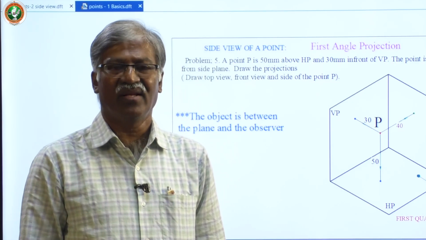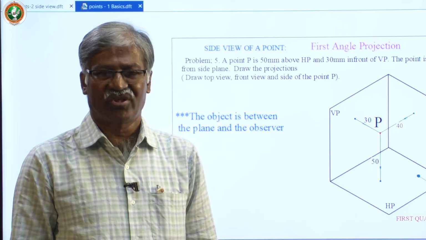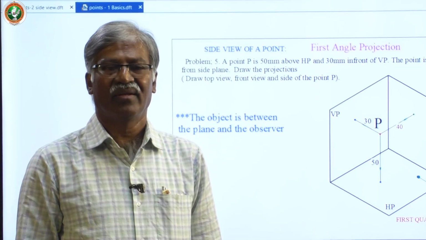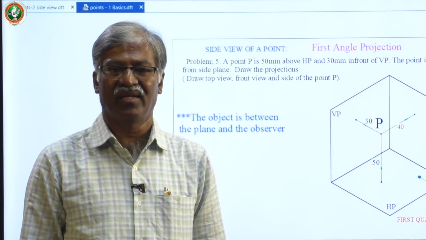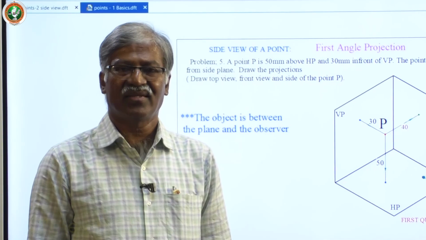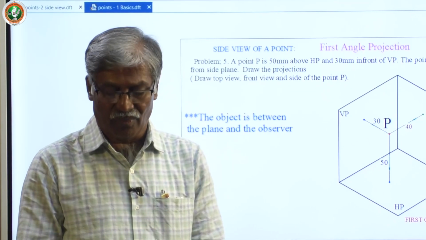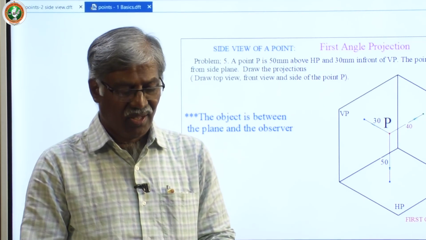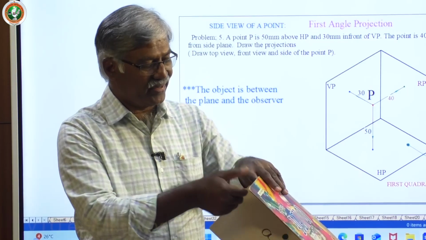In the previous session, we learned how to draw projections of points in the first, second, third and fourth quadrants independently. Now let us discuss how to draw the side view of a point along with the front view and top view. Let me take a model and explain how to draw the side view of a point.